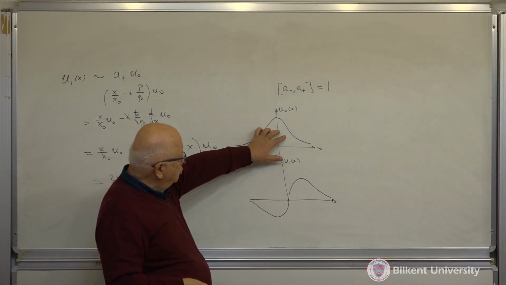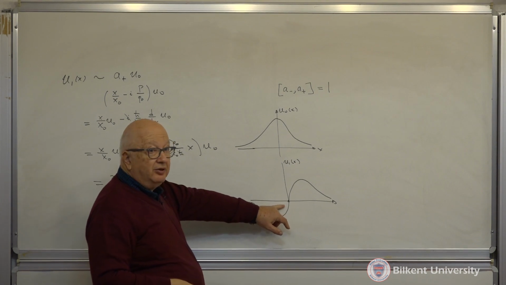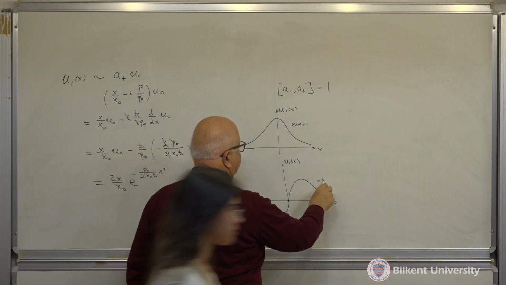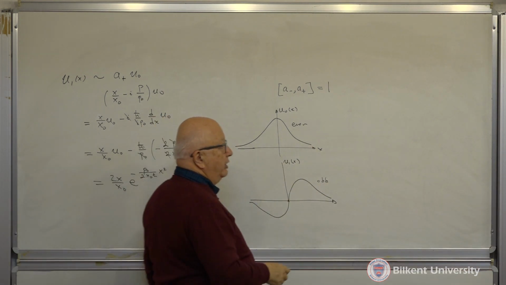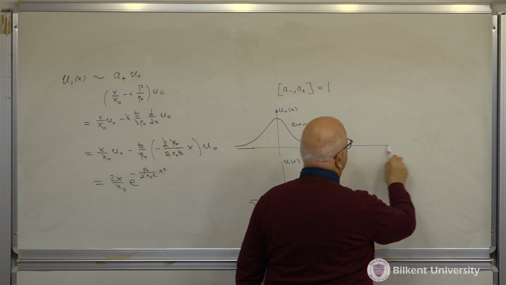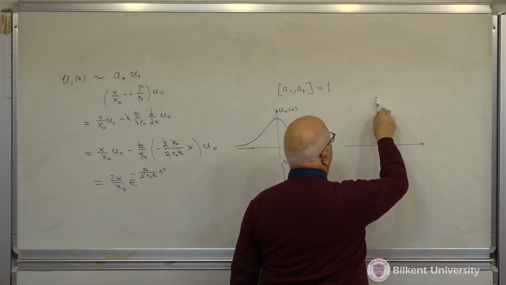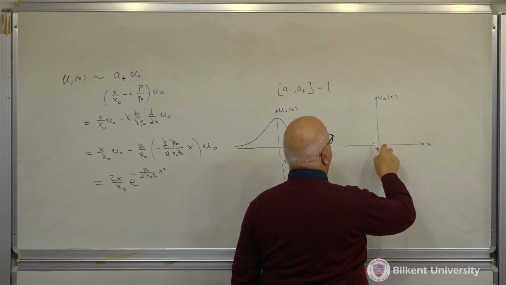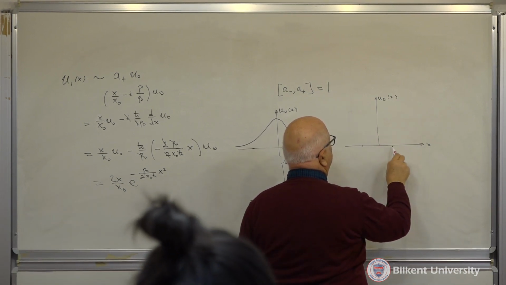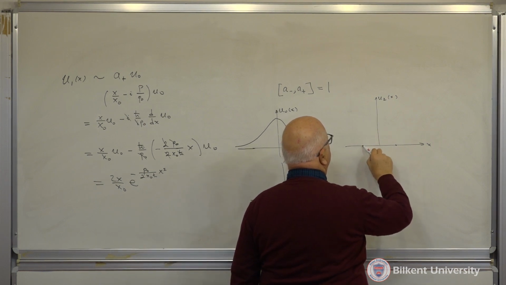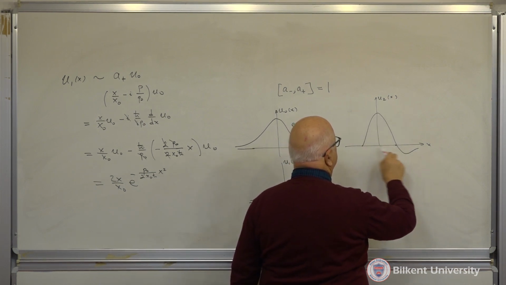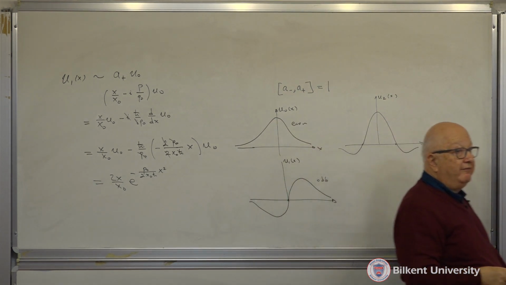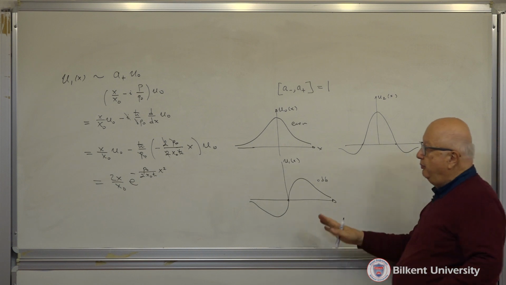This has no nodes. This has a single node. This is an even function. This is an odd function. And you can sort of guess that when you get to u2 of x as a function of x, it's going to have two nodes, and will do something like this. So it's again going to have this Gaussian form.